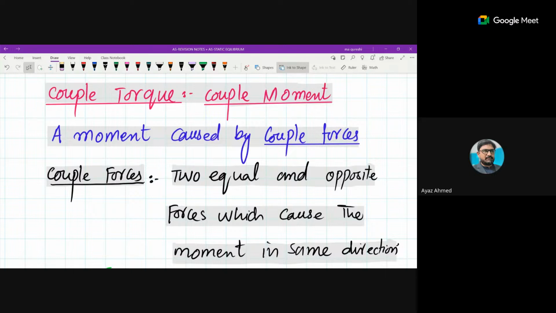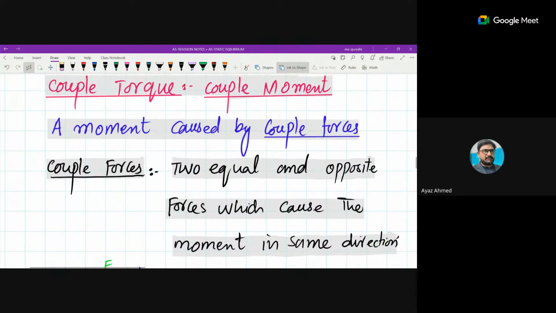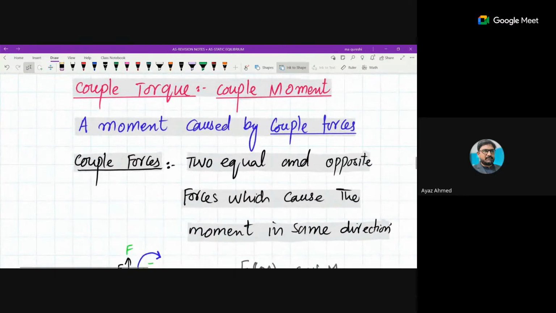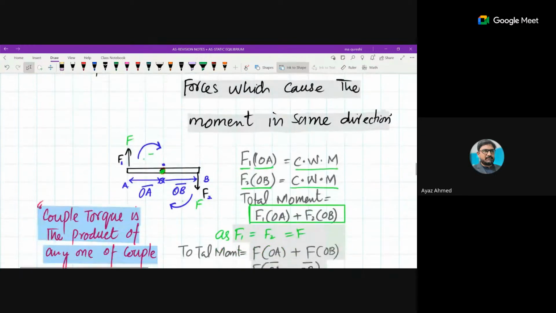Torque or couple of moment is the same, or couple moment. When there are two equal and opposite forces acting on a body, those two forces will cause the body to rotate in the same direction. That is called couple torque or couple of the forces. So when two equal and opposite forces cause the movement in the same direction, that is called your couple force.